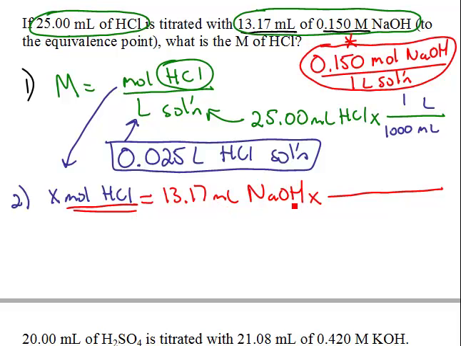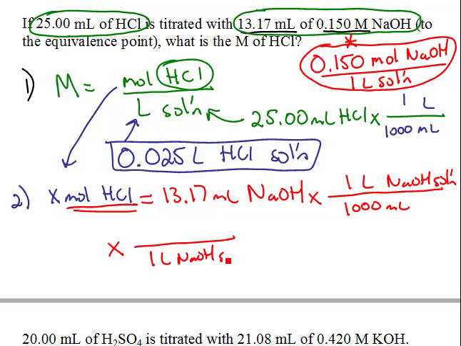So if we can turn our milliliters of sodium hydroxide into liters, then we can use our molarity conversion factor. We know that there are 1,000 milliliters in a liter of sodium hydroxide solution. And now we can use our molarity. 1 liter of this sodium hydroxide solution has 0.150 moles sodium hydroxide. We're almost where we want to be.